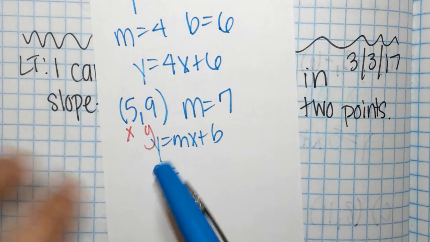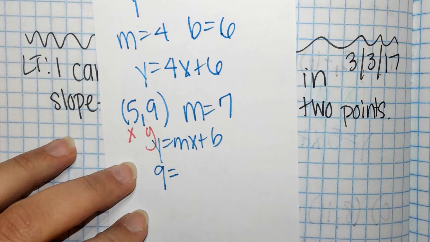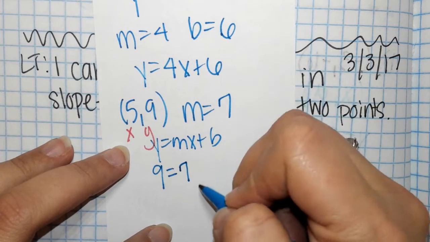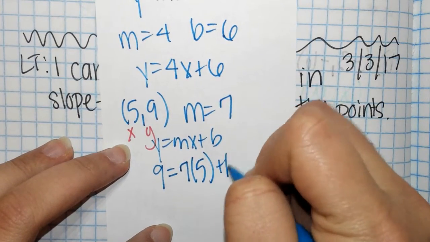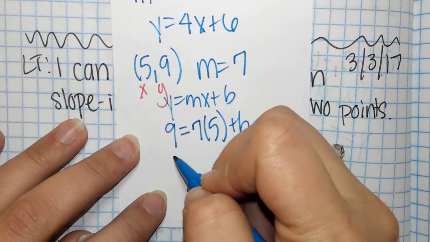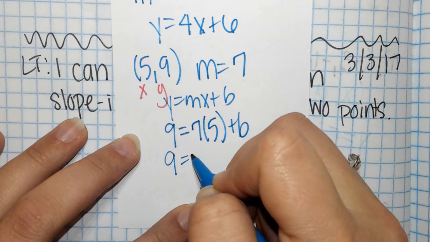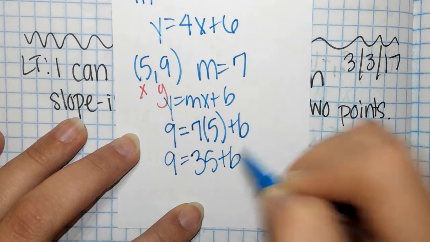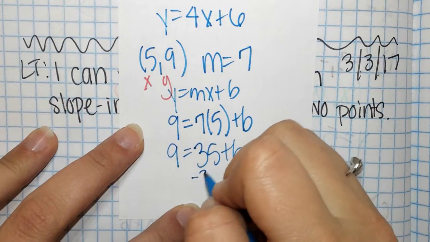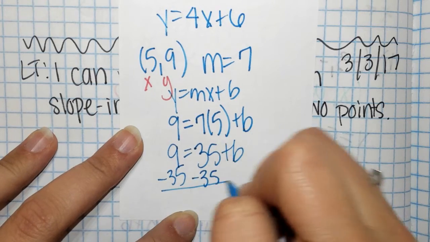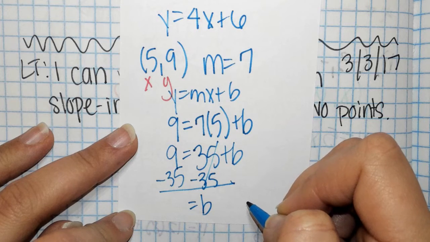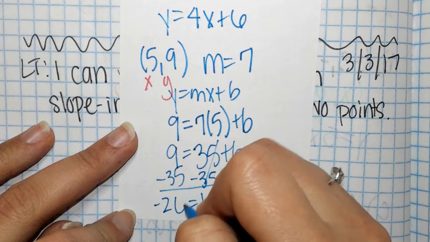All right, so Reggie said we need to plug in 9 first. Who can tell me what to plug in next? 7. Who can tell me what to plug in next, Alicia? 5 plus b. All right, what do I do from here, Tiara? And you get 9 equals 35 plus b. Awesome. Who can tell me what to do next?